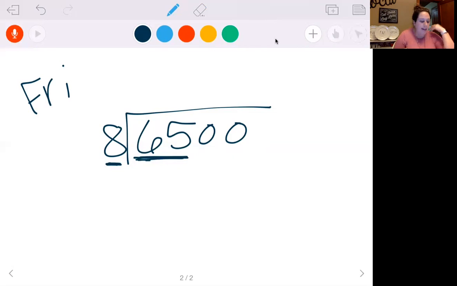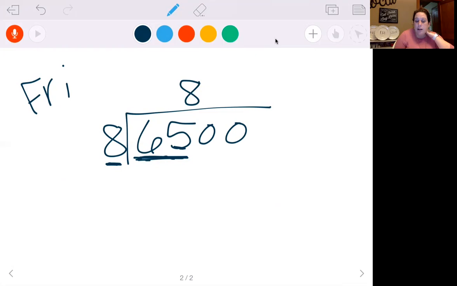What times 8 gets me close to 65? That answer is 8, because 8 times 8 is 64. So in your head, think with this divisor right here. What times 8 gives me the closest to 65 but not going over? When you get that answer, that was 8, you line it up right above this 5. I don't line it up above the 6 because that would mean that I think 8 goes into 6 8 times, and it doesn't.